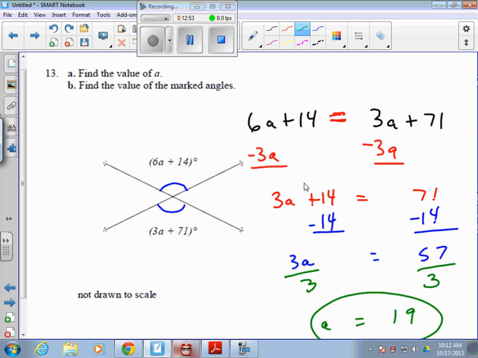So what you need to do is in place of a, plug in 19. So now we have 6 times 19 plus 14. 6 times 19, or 6 times 20 would be 120. Minus 6 would be 114. So now I'm going upside down right here. But 114 plus 14. This angle measurement is 128 degrees. And you know that they're congruent to each other. That means they're the same. So when it says find the value of the marked angles, they would be 128 degrees.